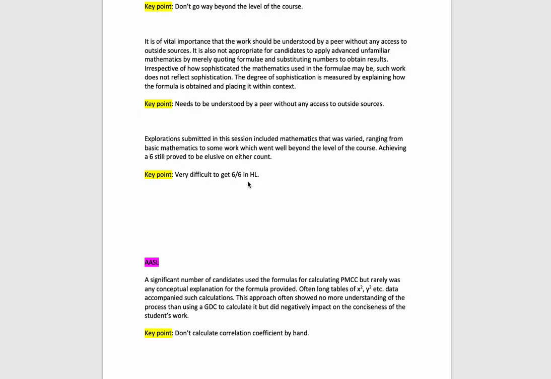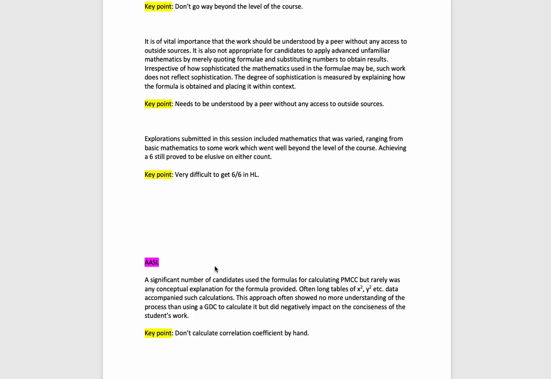It's very difficult to get a 6 out of 6 in HL. That's true. It's much easier, obviously, to get it in standard level. If you read the criteria, you'll see exactly why that is the case. It's the one criterion where there's a difference between SL and HL. It's criterion E. Don't calculate the correlation coefficient by hand.